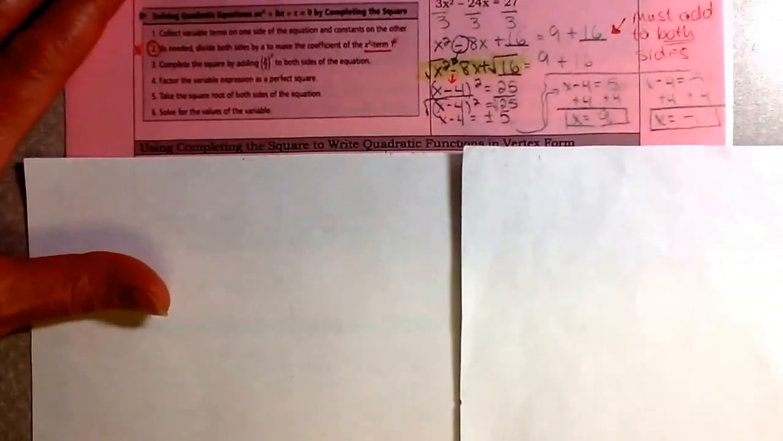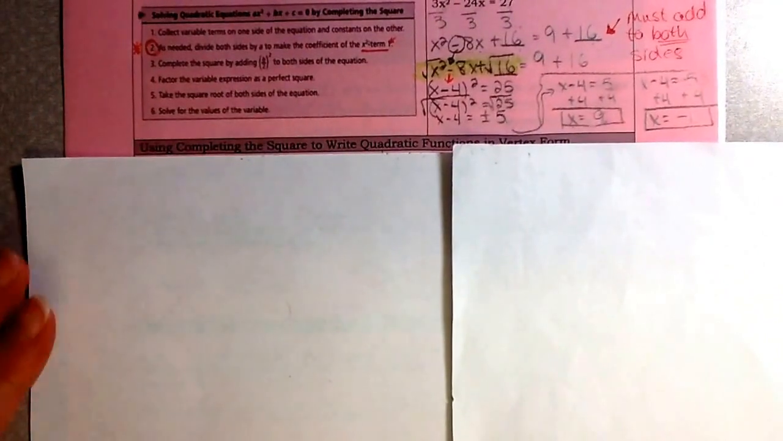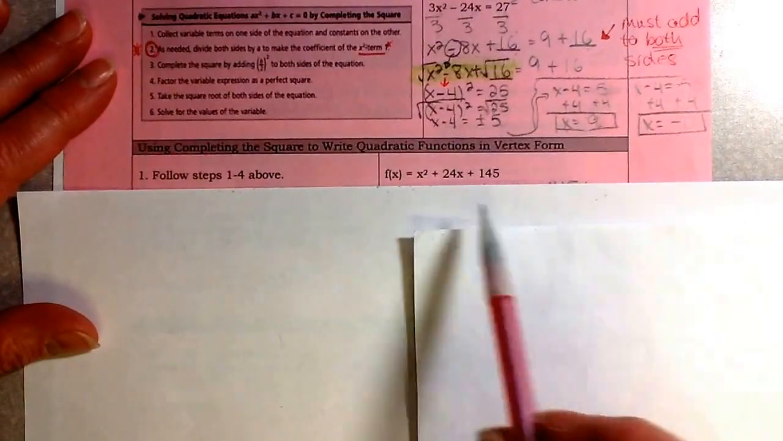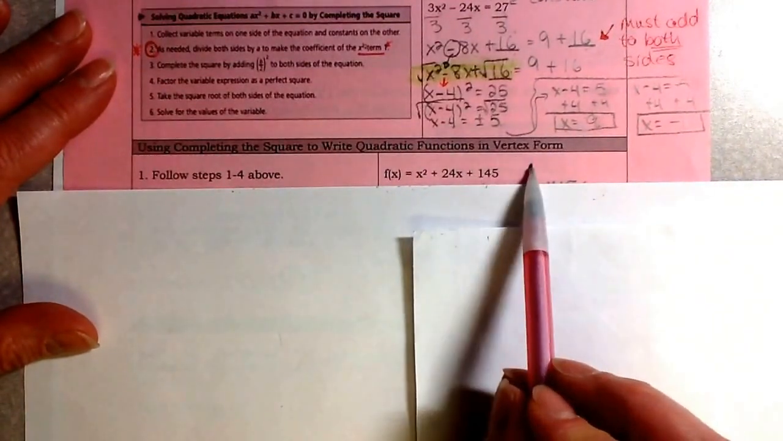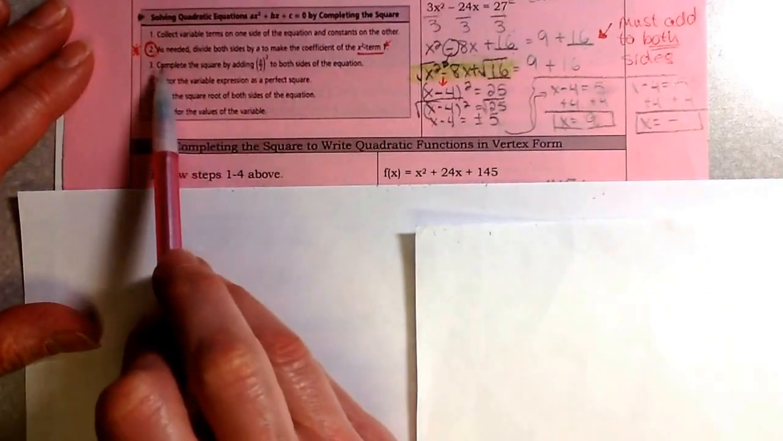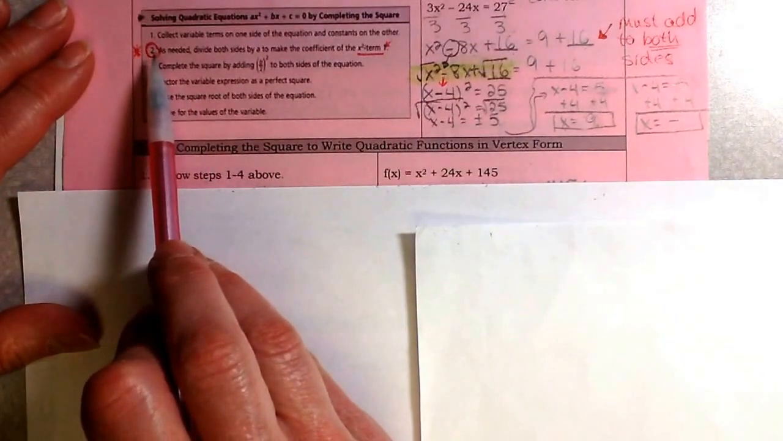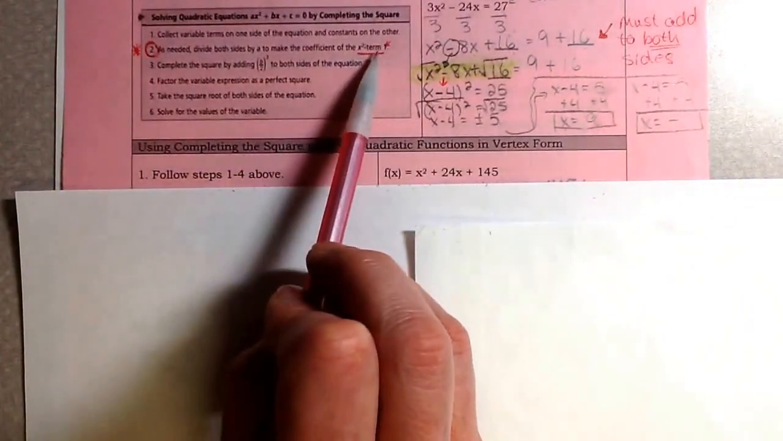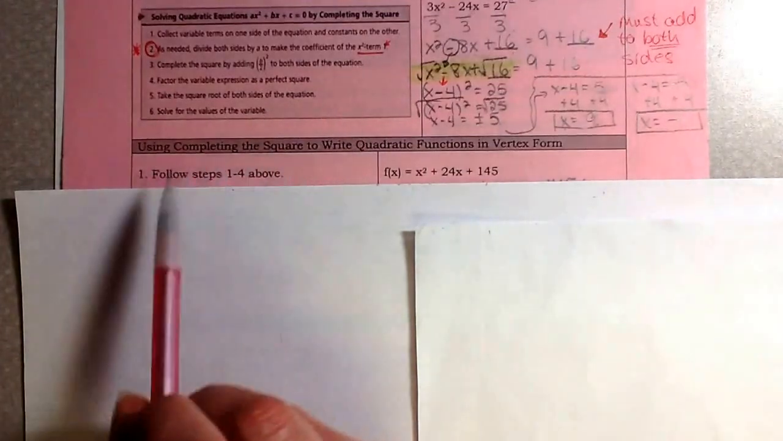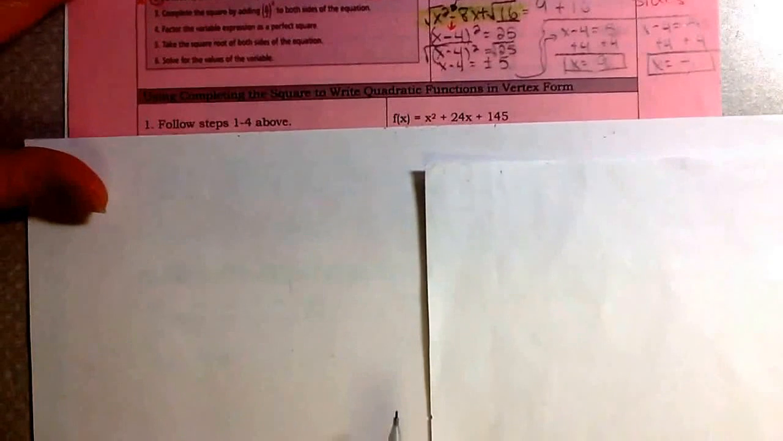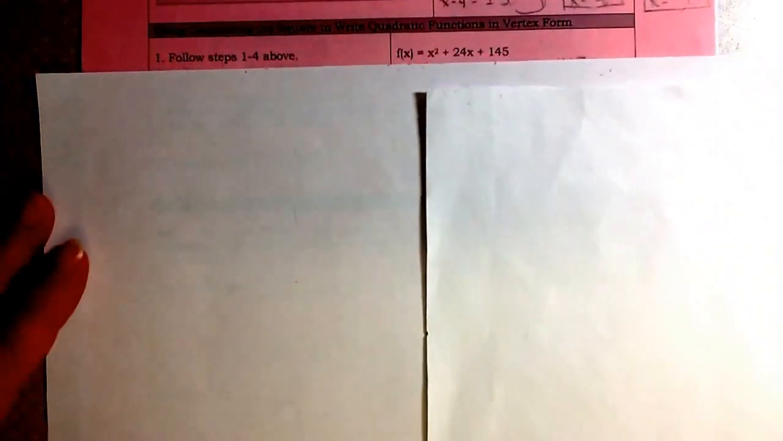Now, you can use completing the square to change a quadratic equation from standard form into vertex form. Okay, you're going to repeat steps 1 through 4 above, and again, you need to make sure that you divide both sides to make the coefficient of the x squared term a 1. Now, it's going to be a little bit different here if our coefficient isn't 1, and I'll go over that tomorrow. But for right now, we're just going to have a problem that has a coefficient of 1.